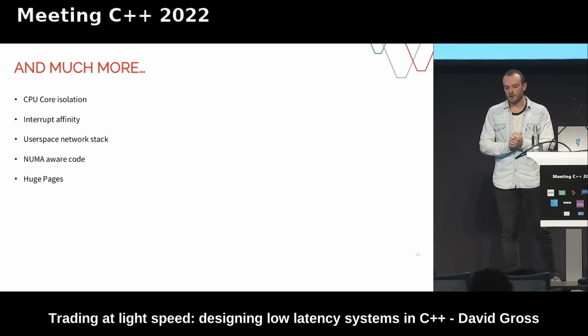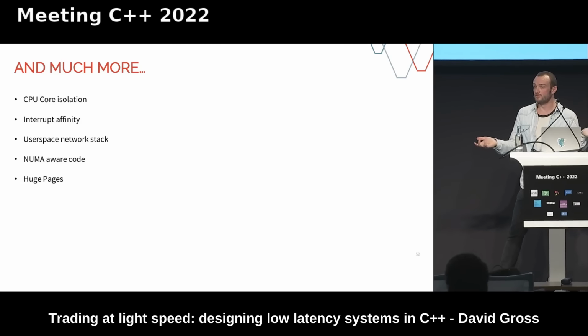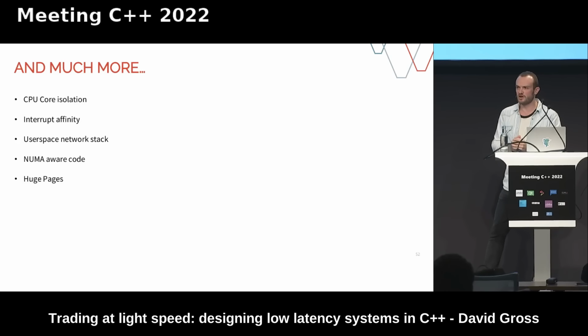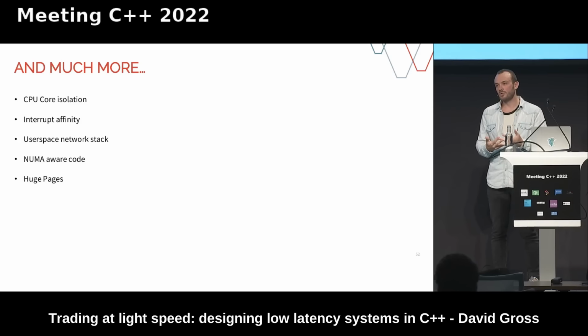You have much more: CPU core isolation, interrupt affinity. Between servers, we mostly focus today on sharing data on the same server, so we're talking about shared memory. But between servers, definitely, you need to use a networking stack. There is not so much option, but you need to use user space. And then NUMA-aware code: if you allocate your memory on the far NUMA node and you access it, you're just gonna pay for nothing. And the last one, not least, huge pages.